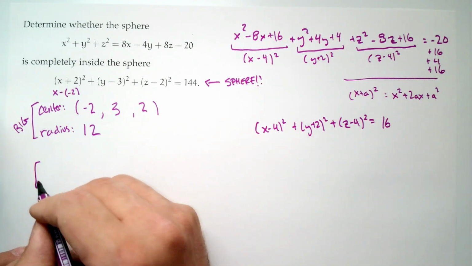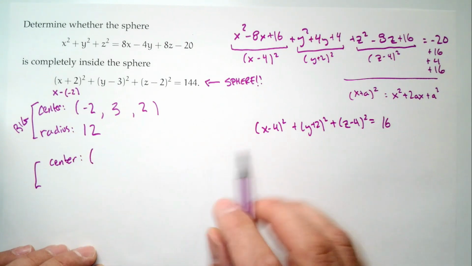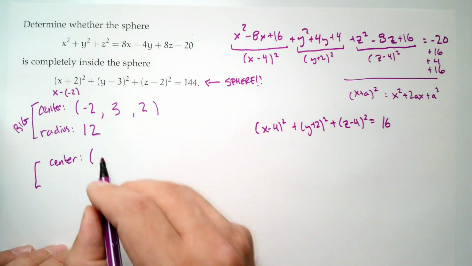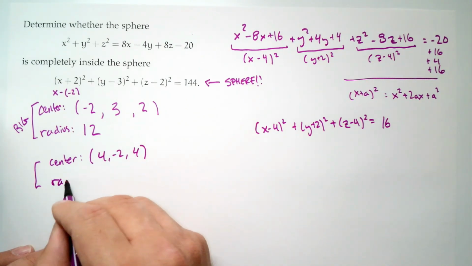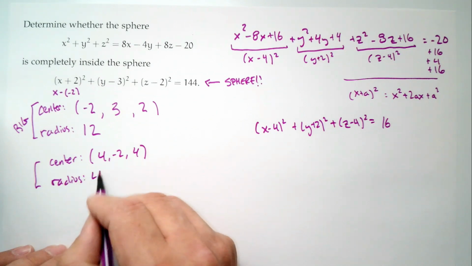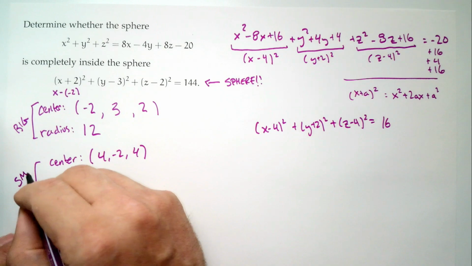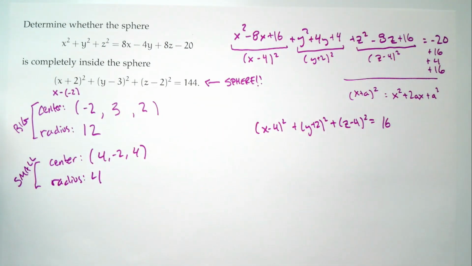The small one, well, what is that? Well, the center. Where's our center at? 4, negative 2, 4. All right, what's the radius? 4. All right, good. So this is our small one. And what we wanted to ask is, okay, is the small sphere inside the big sphere?